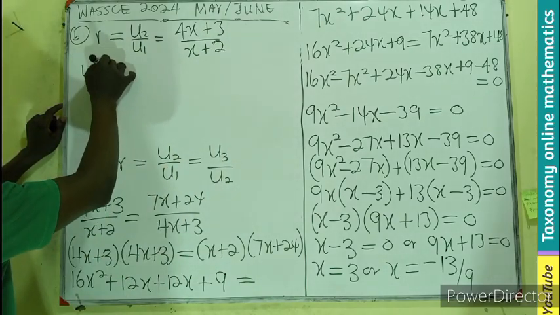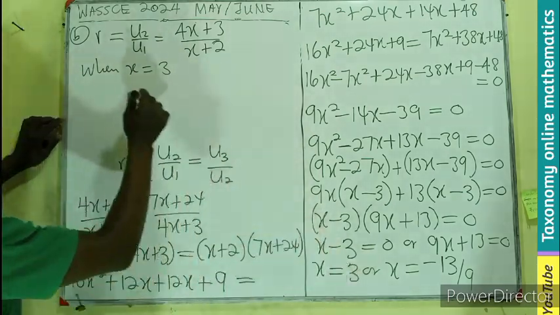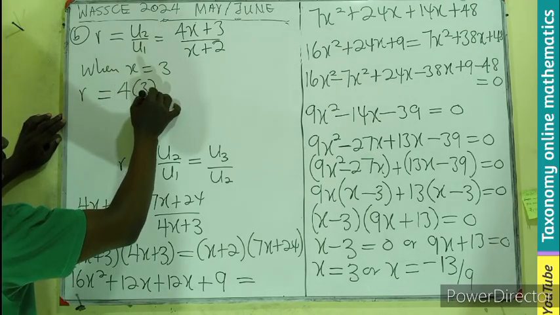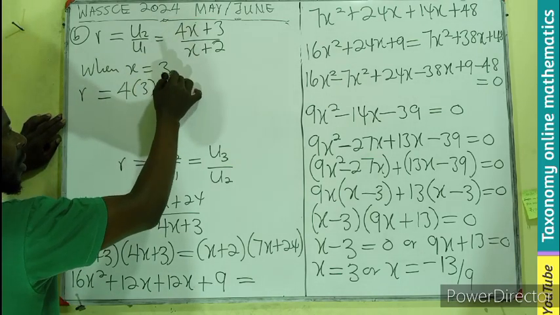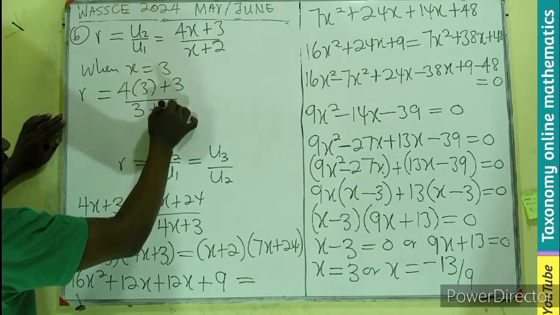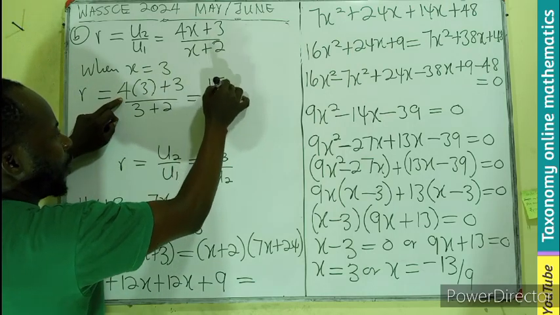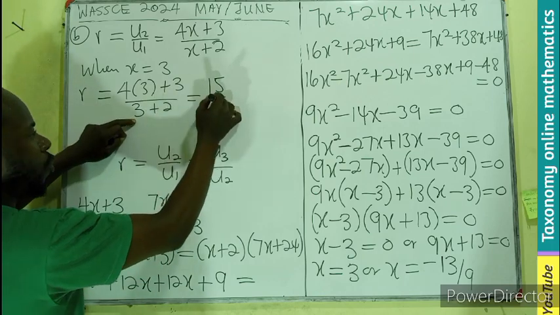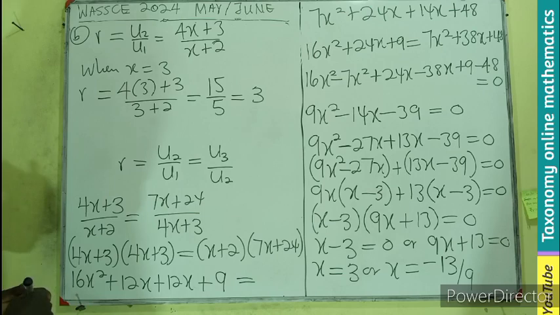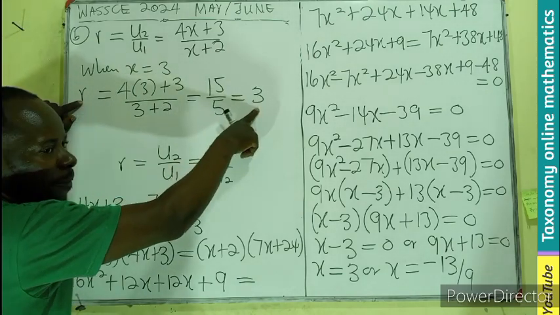So we can say that when x is assuming the value of 3 for the first case, we are going to have our common ratio to be equals to 4 times x, which will now be 3, plus 3 divided by x, which will be 3, plus 2. This will give you 12, plus 3 will be 15, 3 plus 2 will be 5, and that will give us 3. Meaning, when the x is 3, the common ratio will also be 3.